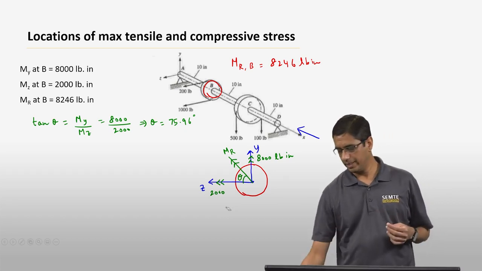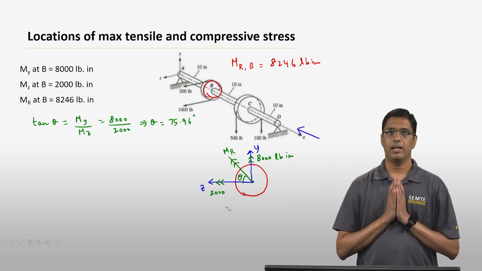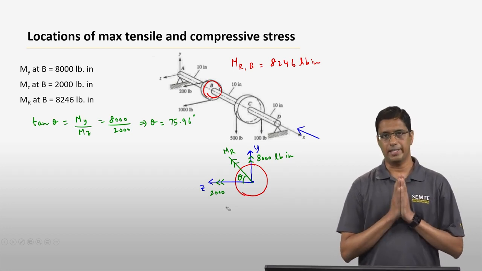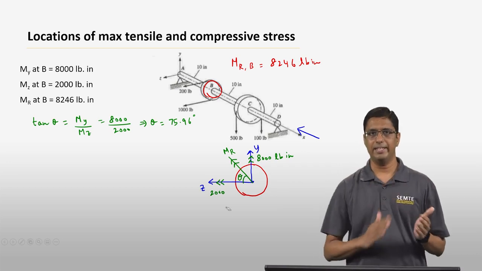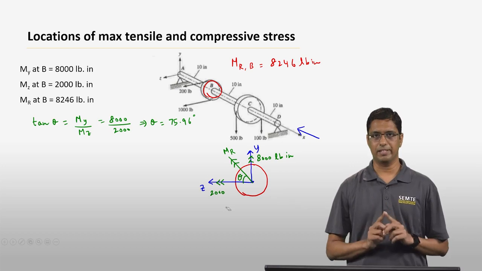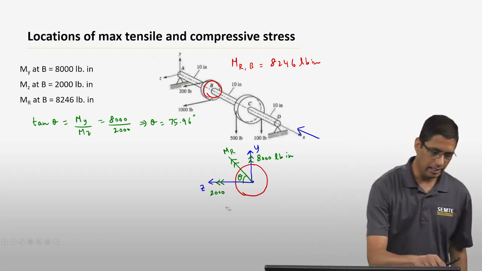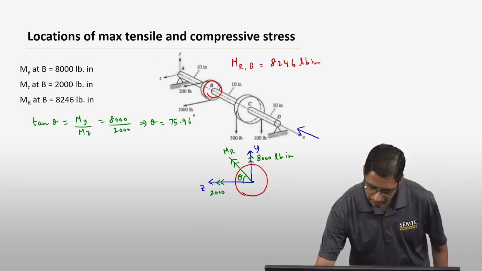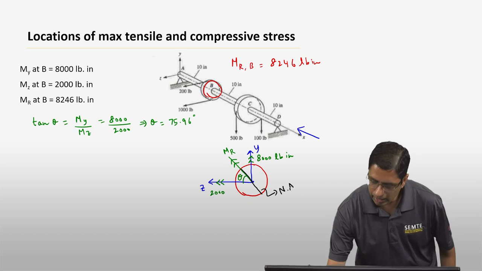Okay, there's something important that you need to note. When you have a circular cross section and MR is along a particular direction, the neutral axis, so essentially the line along the cross section where the stress is 0, aligns perfectly with MR. So your neutral axis here is going to be aligned with MR.